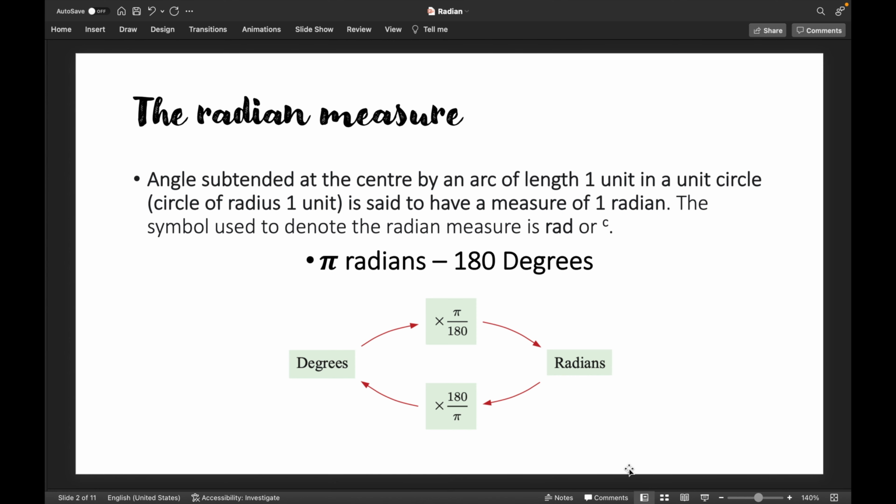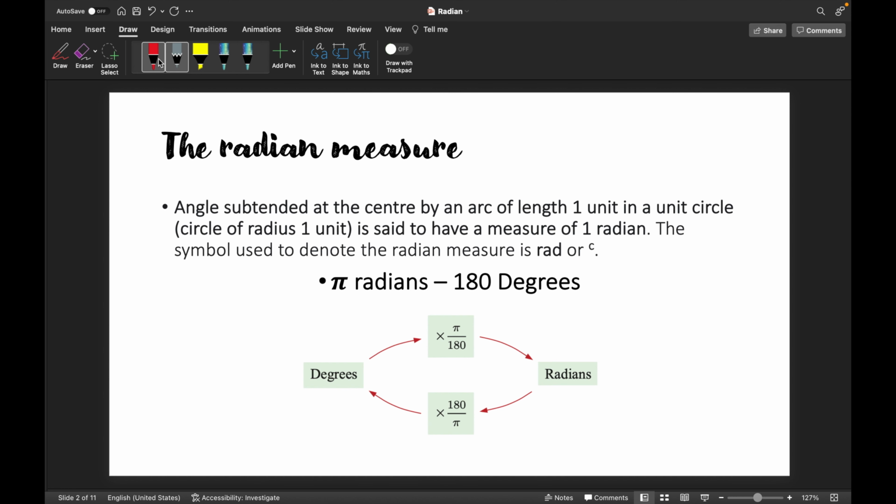Okay, so let's begin with the radian measure. There's a definition over here, but it's not really important to know. You just need to know what a radian is, and that's fine. You don't have to really know the definition, but I'll read it out. The angle subtended at the center by an arc of length 1 unit in a unit circle is said to have a measure of 1 radian. I mean, you can memorize it, but it's not that important. I'll show you what it actually means.